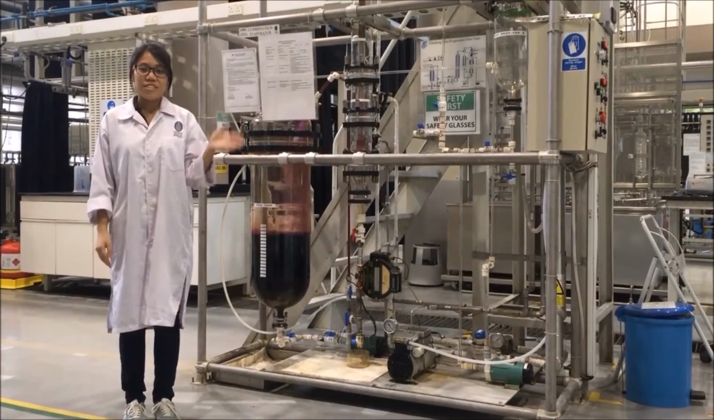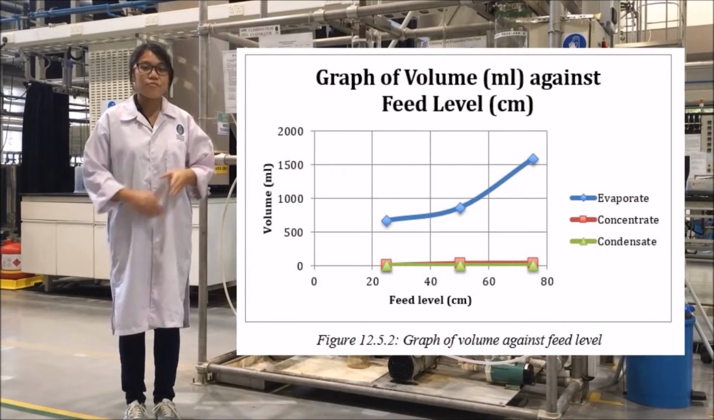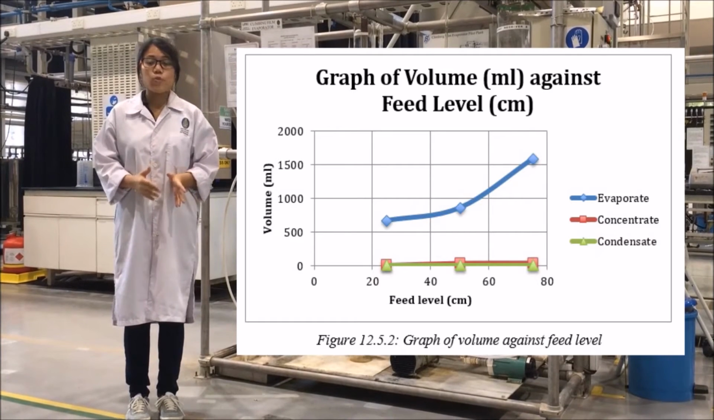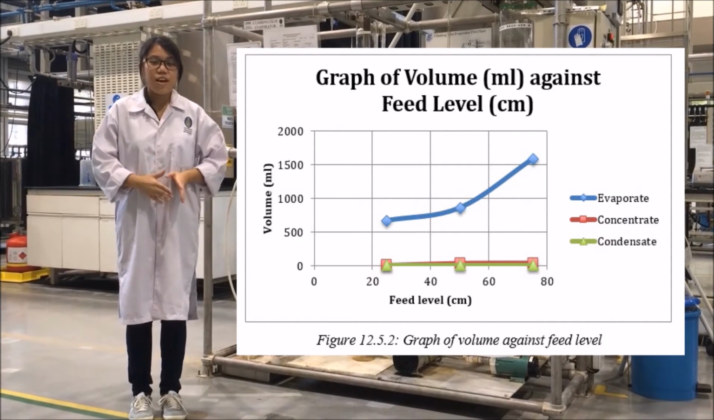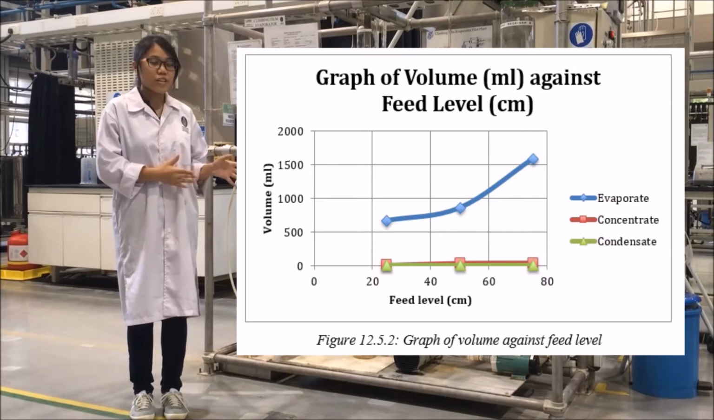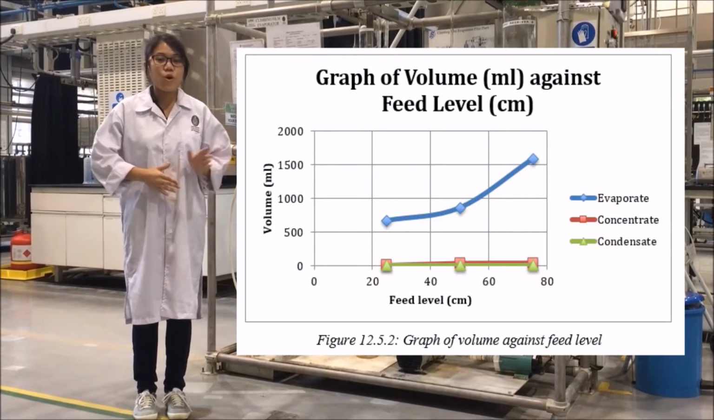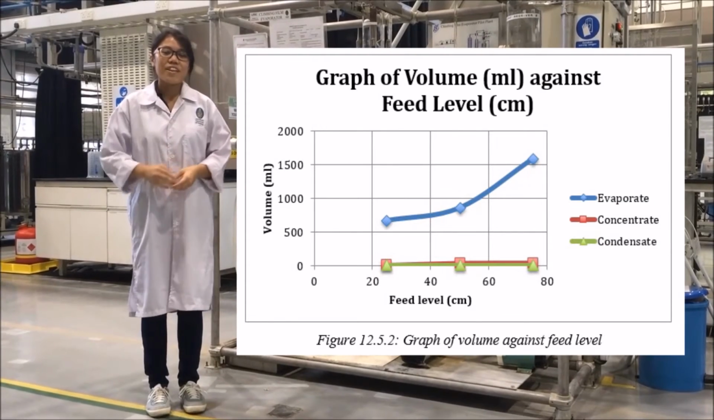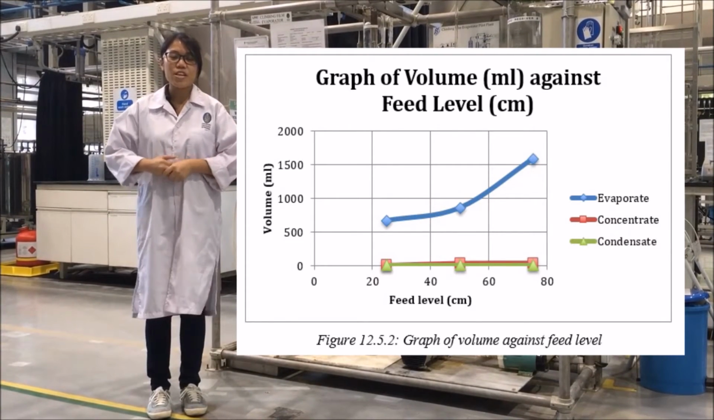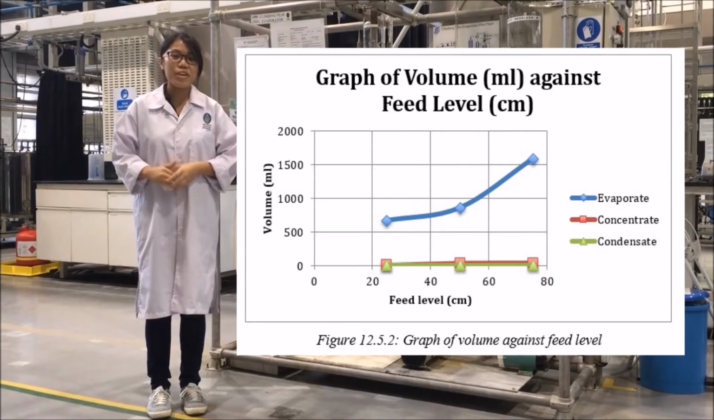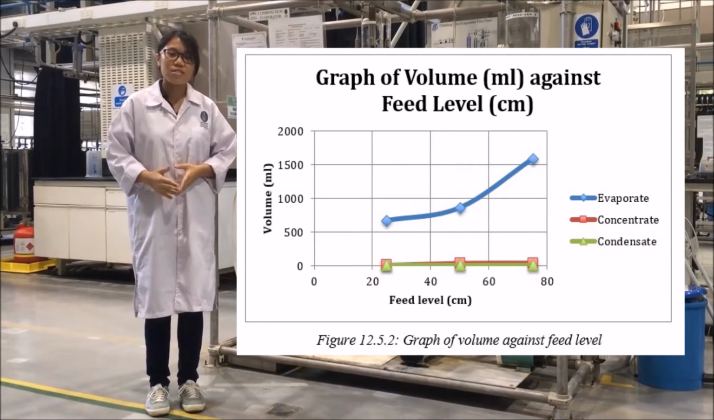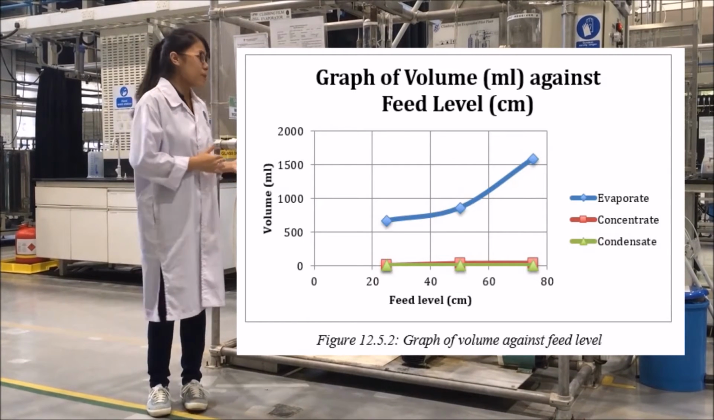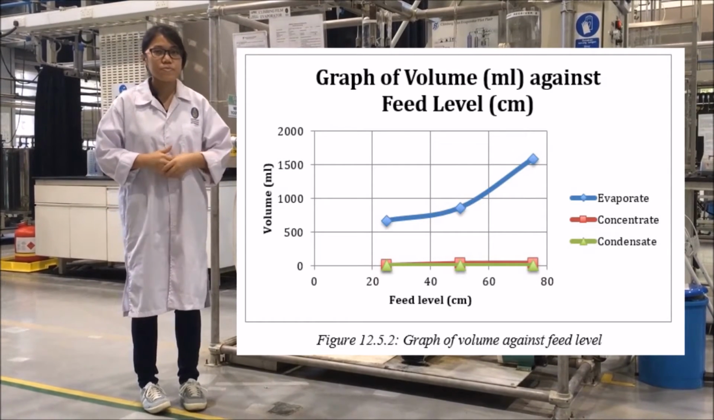On my left, this is the graph of volume versus feed level. When we increase the feed level, the evaporation rate will decrease. Thus, the amount of evaporate retained in the system will increase when we increase the feed level. Theoretically, the amount of condensate and concentrate should decrease when we increase the feed level because a longer time is needed to evaporate the vapor from the evaporator.